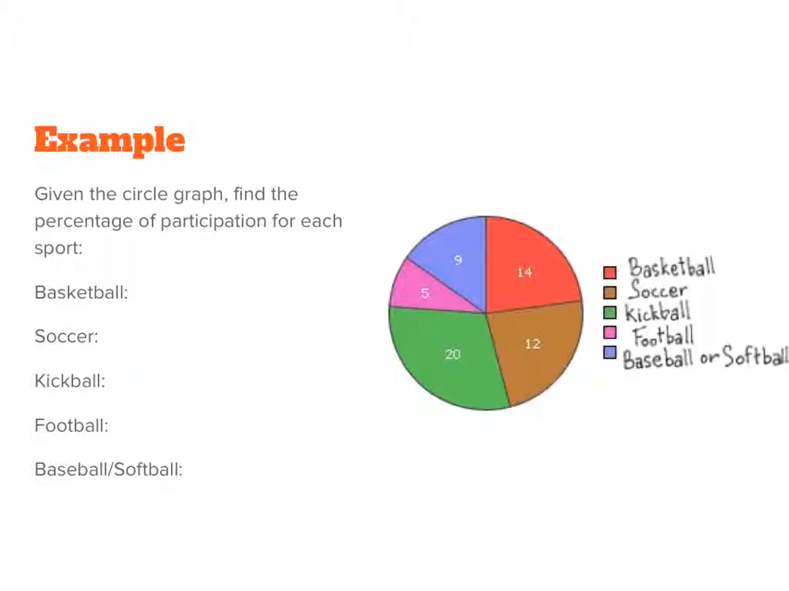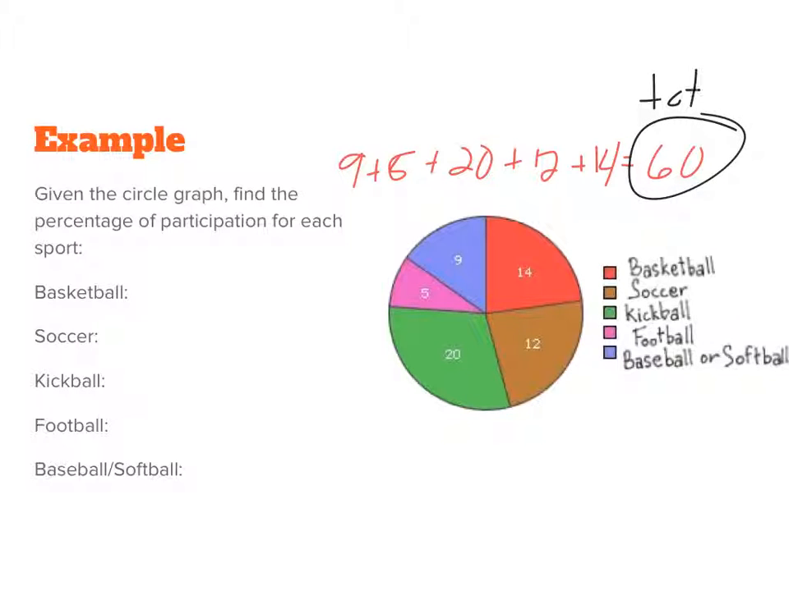So our first example, when we're given the circle graph, find the percent of participation for each sport. Now you could look at this and say, well, I'm not given the total, which is right, you're not outright given it, but you know the number in each piece. There's no other piece that you don't know of. So if you add all of these up, you can find the total. So if I add all of the pieces together, 9 plus 5 plus 20 plus 12 plus 14, I get the total, which is 60. So my total is 60.